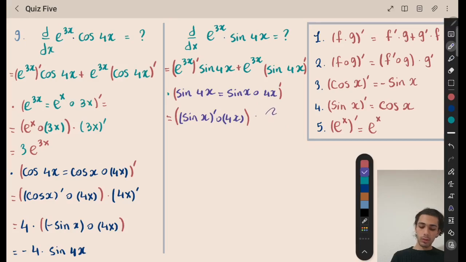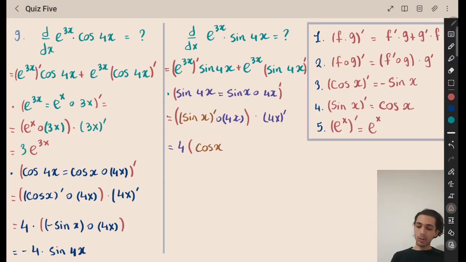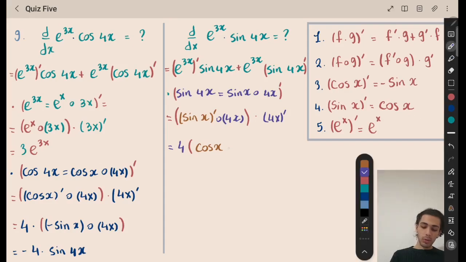Never forget this. And then again, this is just 4, because the slope of a line 4x is 4. And then we're composing the derivative of sine of x, which is cosine of x. So this is what's happening. This derivative of sine of x is cosine of x. And we're composing it with 4x. So it just gives us 4 cosine 4x.